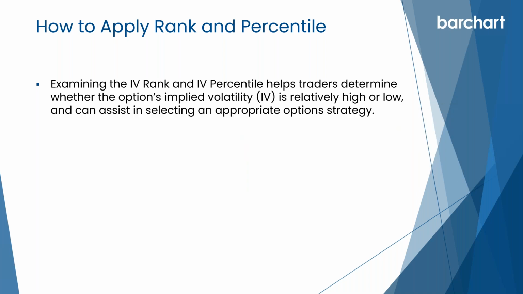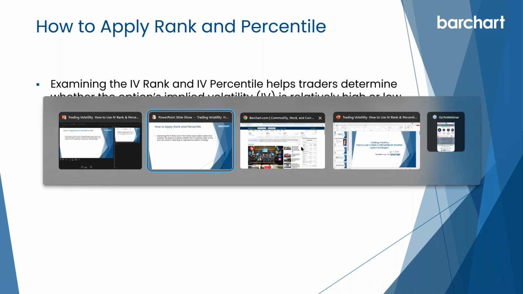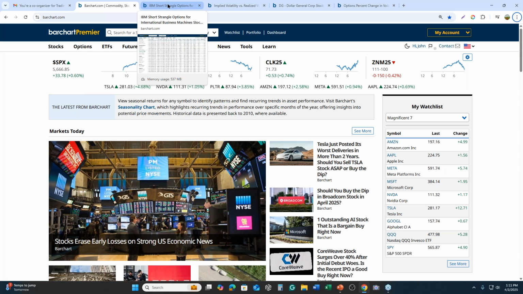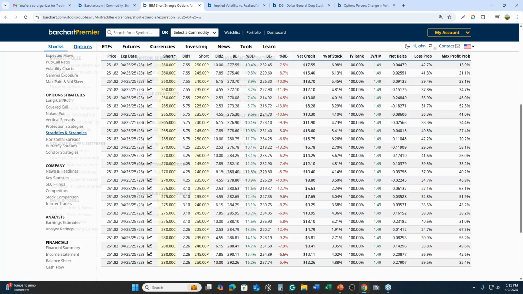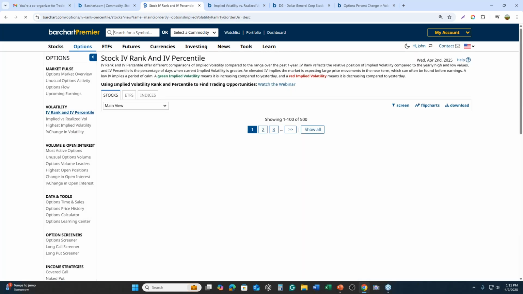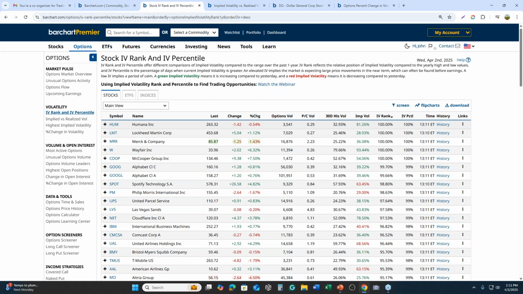Okay, so let's do this. I've gone to the website, and let's go into here where it says options. And here is the IV rank and percentile page. And this is going to give you an idea of those companies that are at a high implied volatility rank and percentile, and also we can look on the opposite side, on the low. So what I'm going to do here is give you an idea of how we can measure rank and percentile and what is the relevance for us.